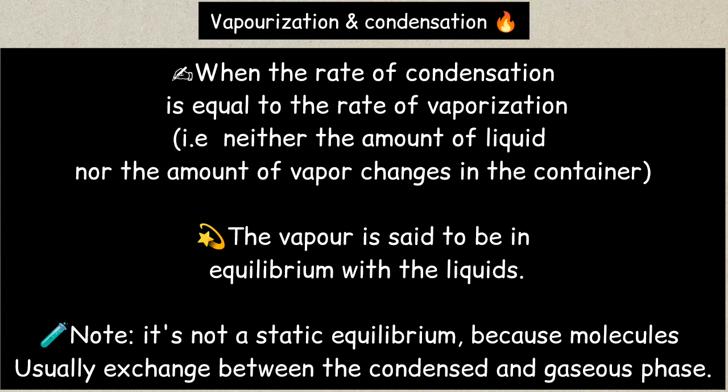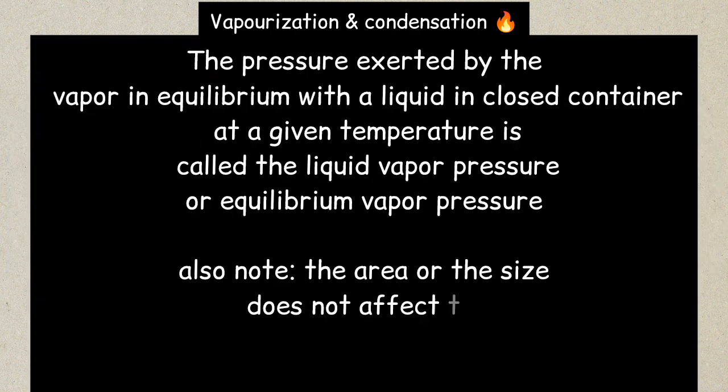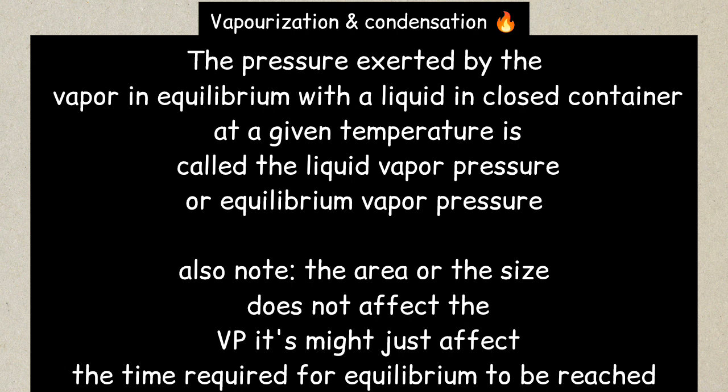And you have to note that in that process, the molecules do not just stay in one place, they have to move around. You can't call it a static equilibrium. It has to be called a dynamic equilibrium for the state of vaporization and condensation to be met. So the pressure exerted by the vapor which is at equilibrium with that liquid in that closed container at a given temperature, we call the vapor pressure when it is in an enclosed container, or equilibrium vapor pressure. In most cases they don't put dynamic in, they sometimes just say equilibrium.